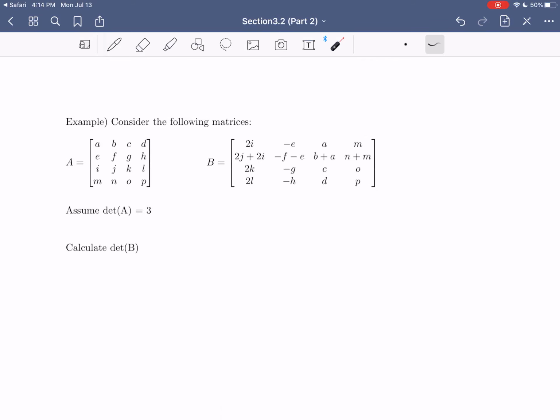So we're going to again do this from an abstract perspective. We have this crazy 4x4 matrix where we don't have anything except letter names for all the elements, A through P. We are going to assume that the determinant of this matrix is 3, and we're going to try to figure out the determinant of this crazy matrix, again by thinking about the operations that might have been applied to go from A to B.